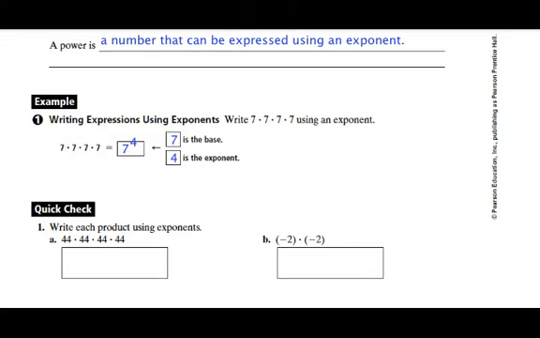Try the quick check on your own. Write each product using exponents. Pause the video, do A and B, then start the video again. 1a is 4 to the 4th. 1b is -2 in parentheses to the 2nd.